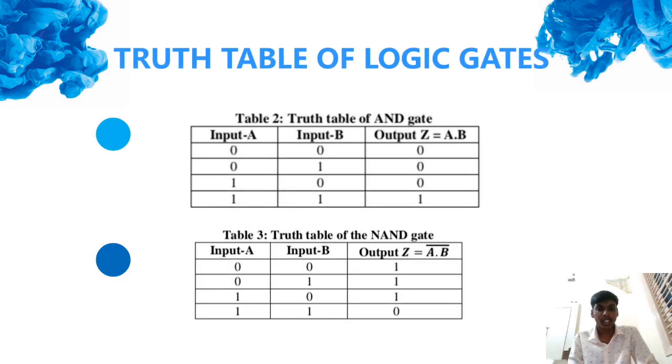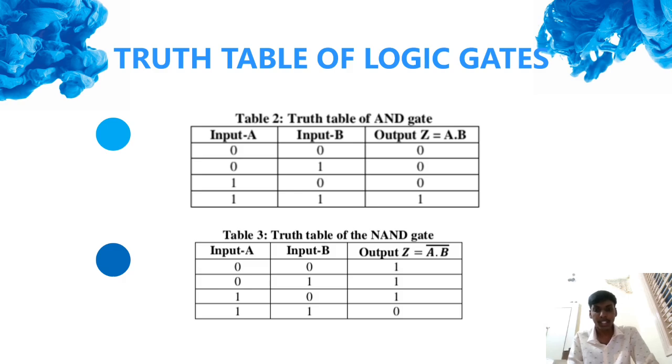Truth table of the AND gate. The inputs are A and B, and the output Z equals A dot B. If input A and input B are 0, the output Z is 0. If input A is 0 and input B is 1, then the output is 0. Input A is 1 and input B is 0, then output Z is 0. If both A and B are 1, then the output is 1.